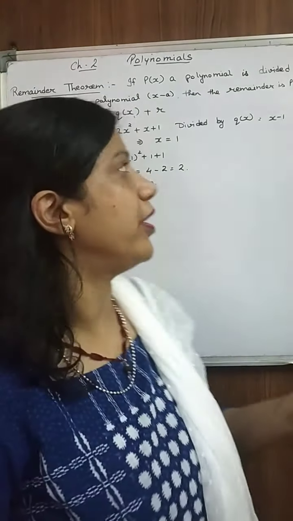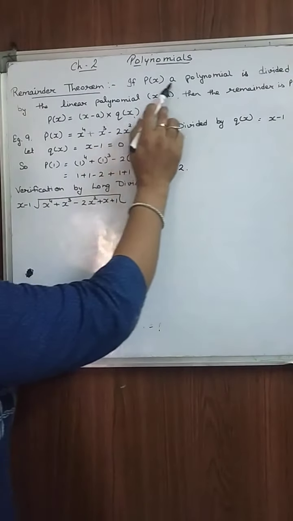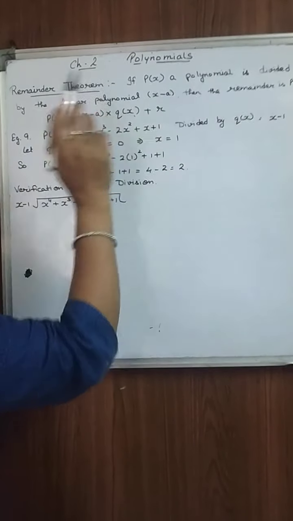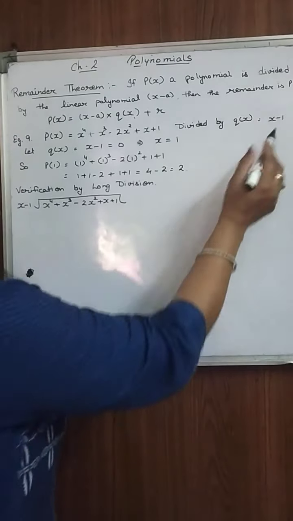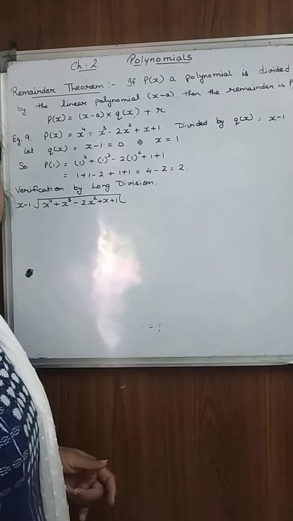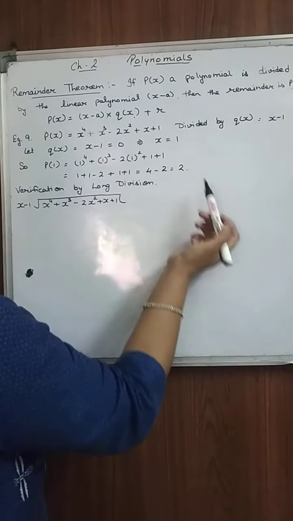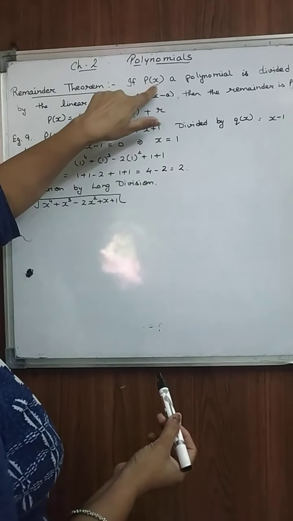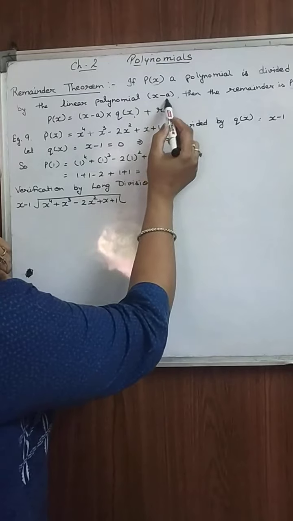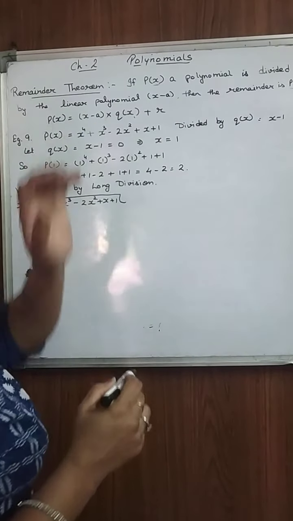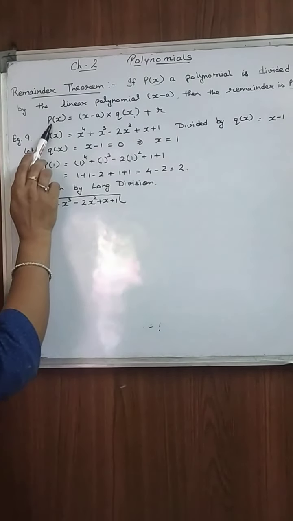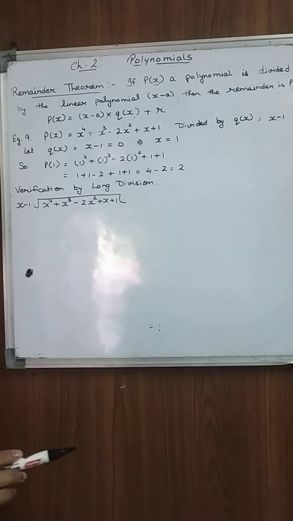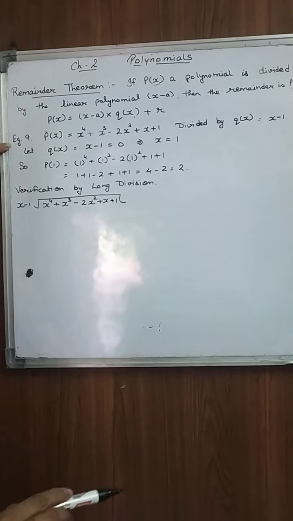What does the remainder theorem say? If P(x), a polynomial, is divided by the linear polynomial x minus a, then the remainder is P(a). What does it mean? It means that in the polynomial, at the place of x, if we replace this a, we will get our remainder. We know very well the dividend is equal to divisor into quotient plus remainder. Let's discuss one example related to this.